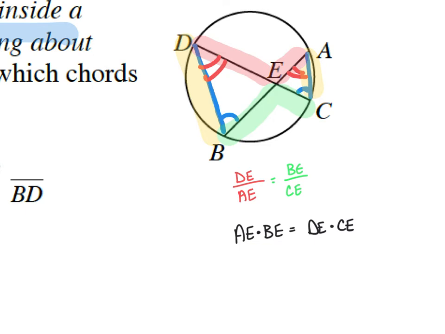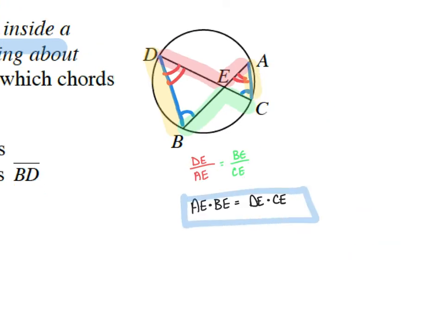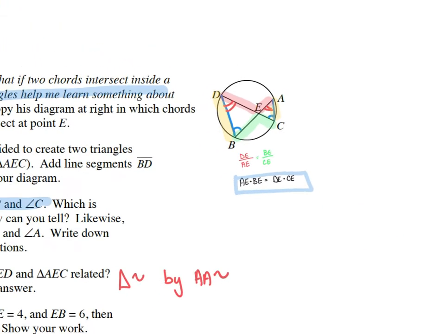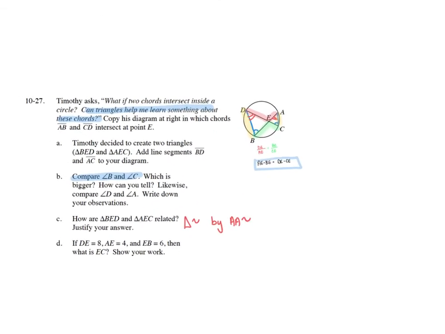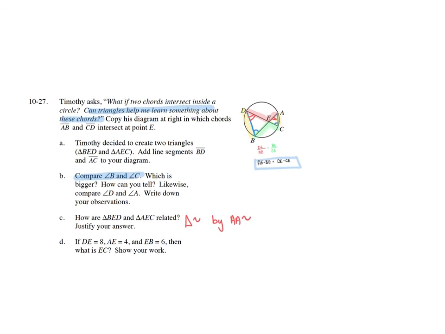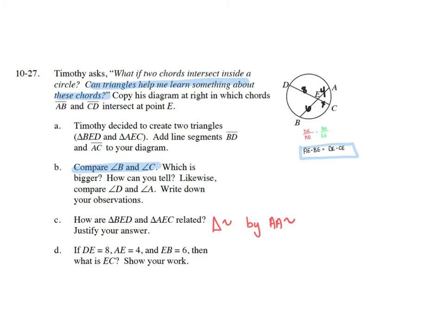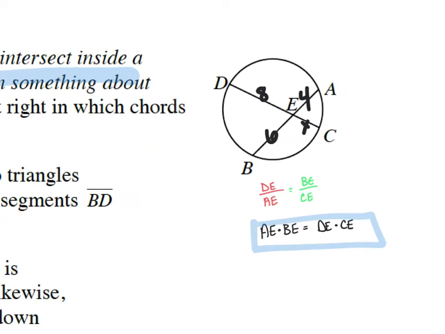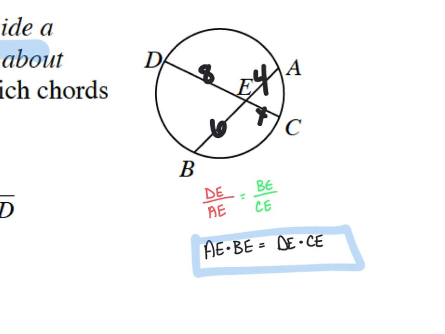So this is a formula, a theorem that we have proven that we can use when we have intersecting parts in a chord. So now that I've proven this theorem, I'm going to come back and apply it down here. If DE is 8, AE is 4, and EB is 6, then what is EC? So I've labeled my diagram, cleaned it up a bit, and now let's take a look. Because of the similar triangles I have here, I know that the product of the parts of the chords must be equal.